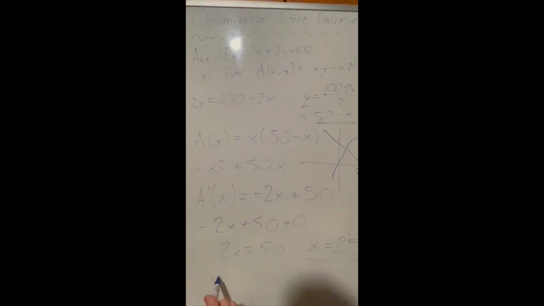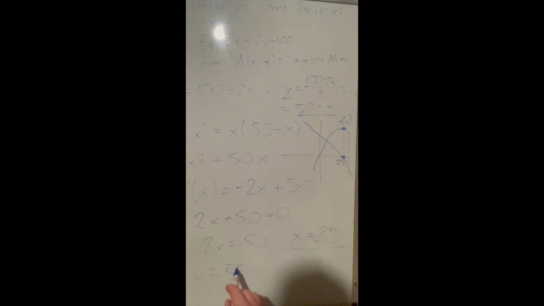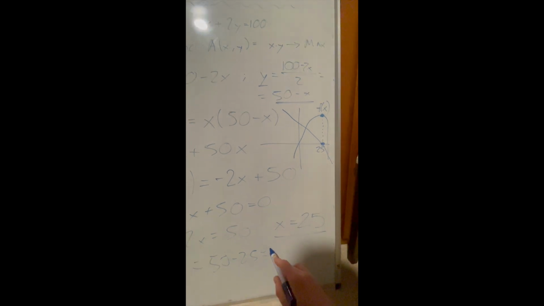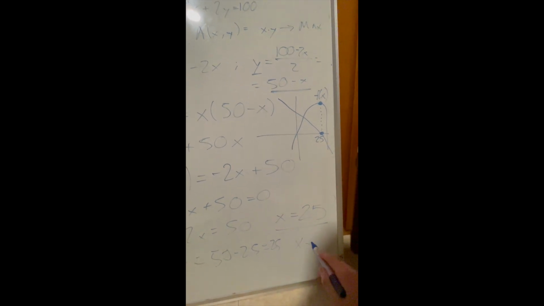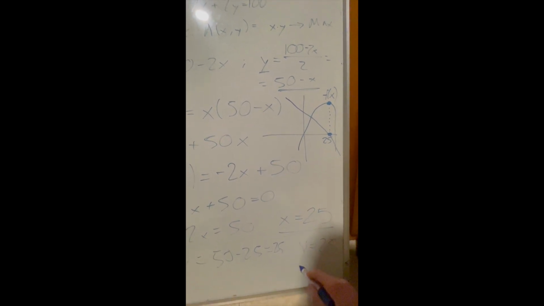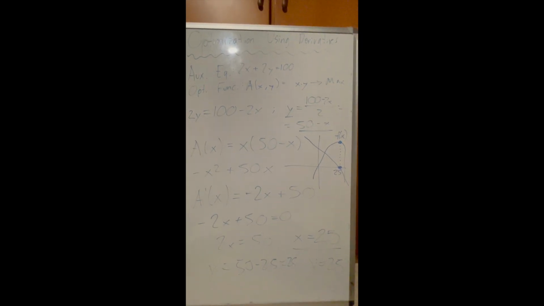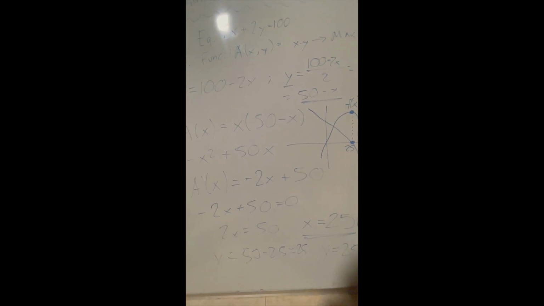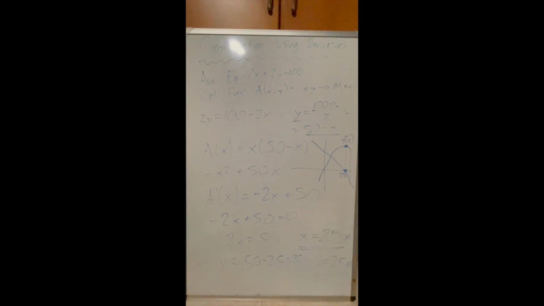Now to find y, we just do 50 minus x, 50 minus 25, which is equal to 25 as well. So, to maximize the area of your rectangle with only 100 meters, your length has to be 25 meters and your width 25 meters as well.